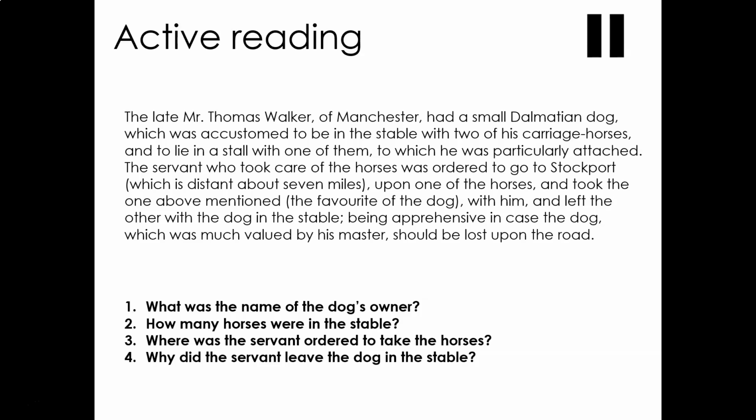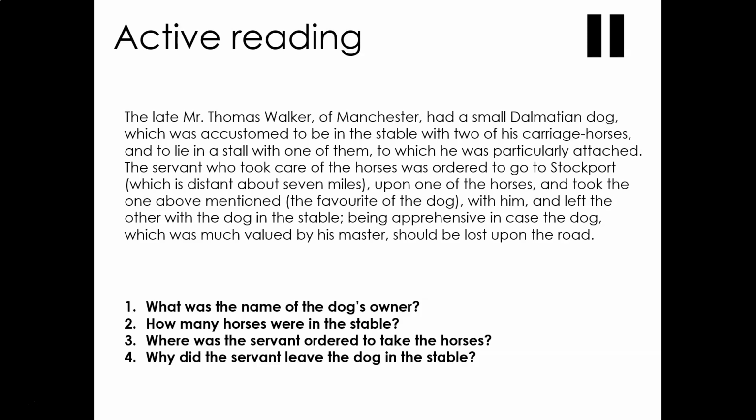Let's go. The late Mr. Thomas Walker of Manchester had a small Dalmatian dog, which was accustomed to be in the stable with 2 of his carriage horses, and to lie in a stall with one of them, to which he was particularly attached. The servant who took care of the horses was ordered to go to Stockport, which is distant about 7 miles, upon one of the horses, and took the one above mentioned, the favourite of the dog, with him, and left the other with the dog in the stable, being apprehensive in case the dog, which was much valued by his master, should be lost upon the road.